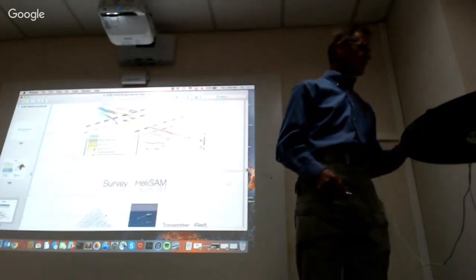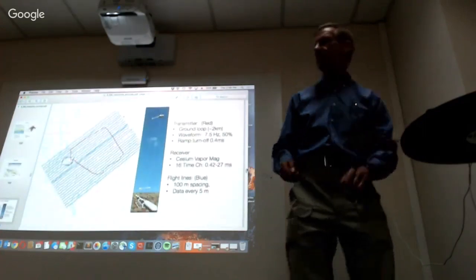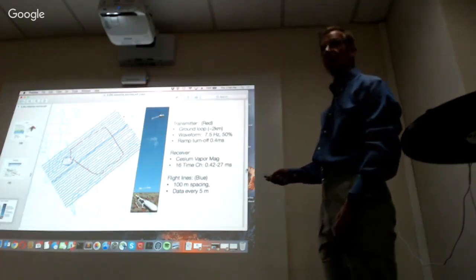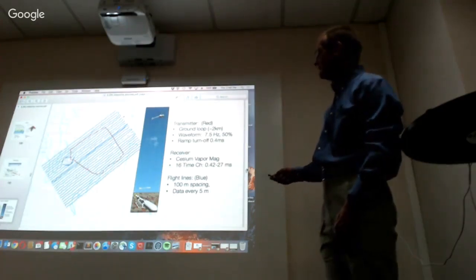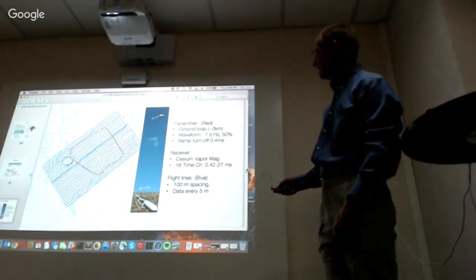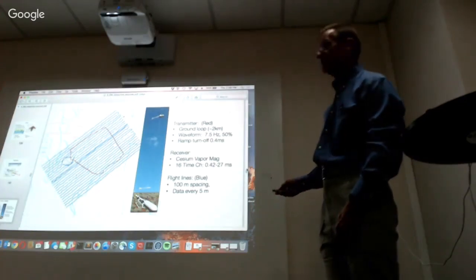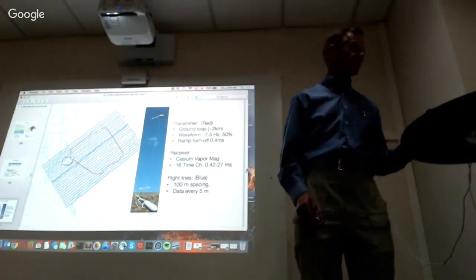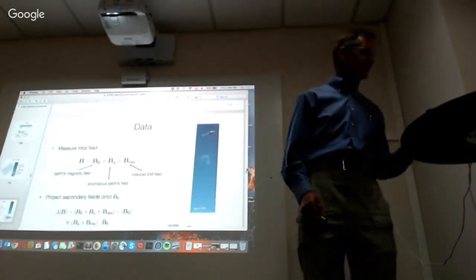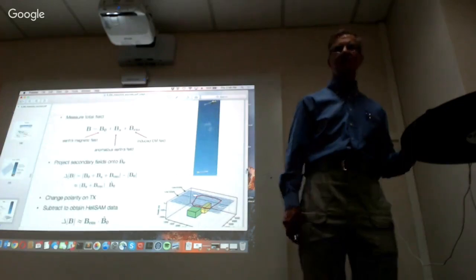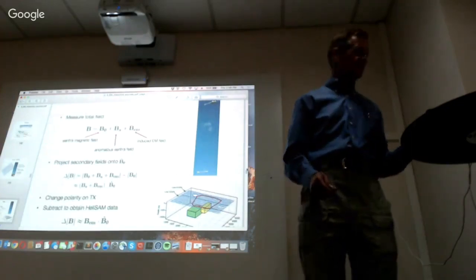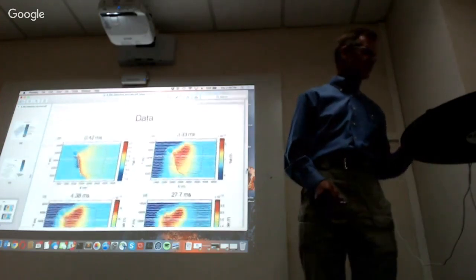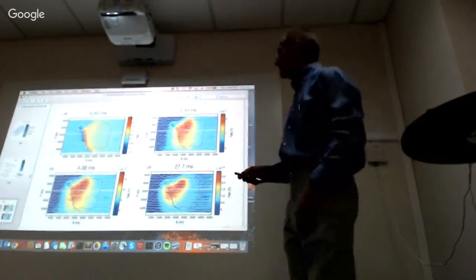What was done was to put a large loop on the ground, and then the data you're flying over with a total field magnetometer, and those are your data. And now you want to process those data to get data out that you can actually invert in 3D, and that's what this does.